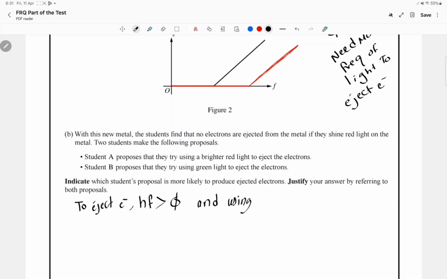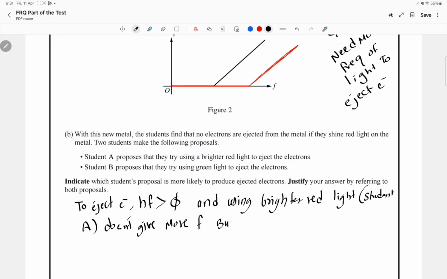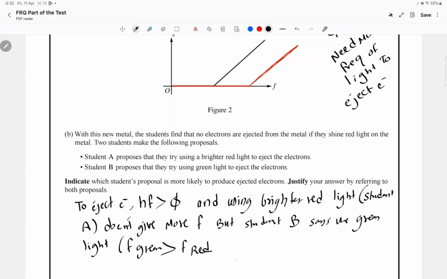And using brighter red light, which is student A, doesn't give more frequency, but student B says use green light, and you should say that the frequency of green is more than the frequency of red.